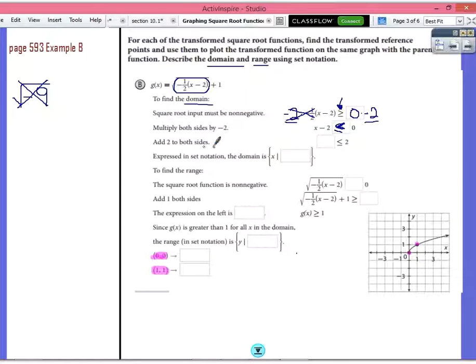Then we'd add 2 on both sides to get the x by itself. And we would end up with x's less than or equal to 2. 0 plus 2 would be 2. So if x's are less than or equal to 2, then this number underneath the square root sign is going to be either 0 or positive. So that is our domain. Expressing that in set notation, we can say x is such that the x's are less than or equal to 2.